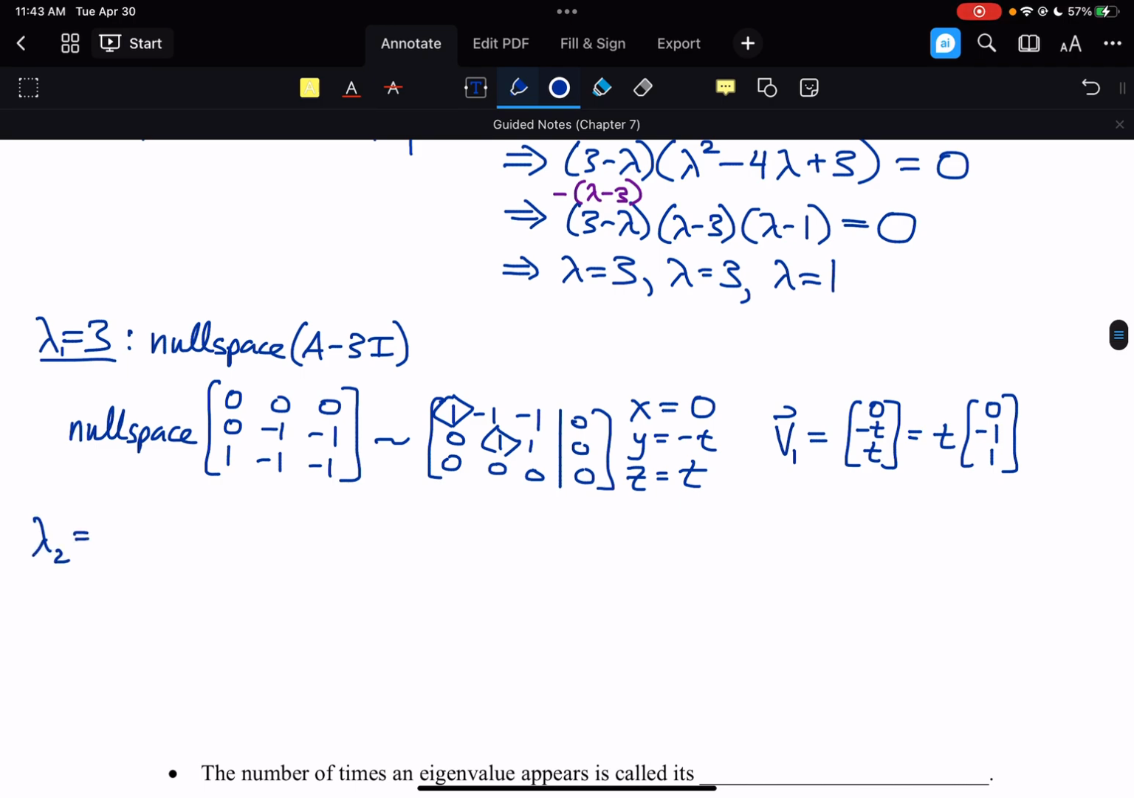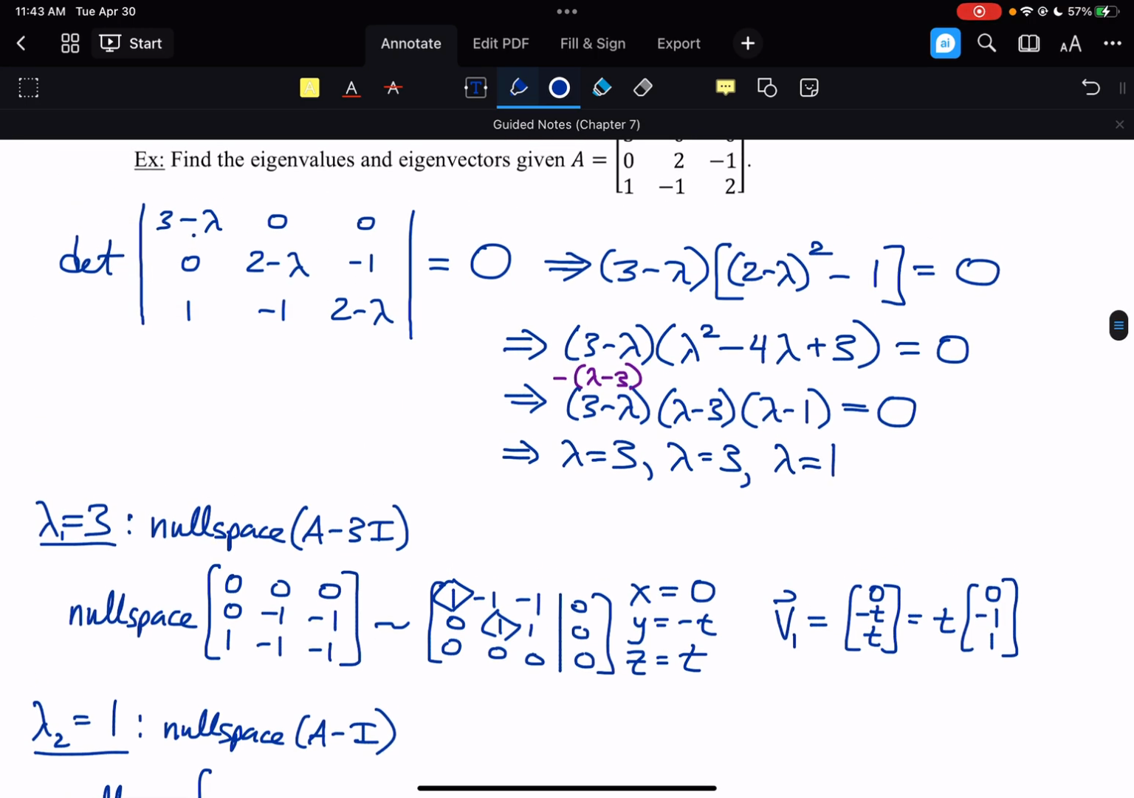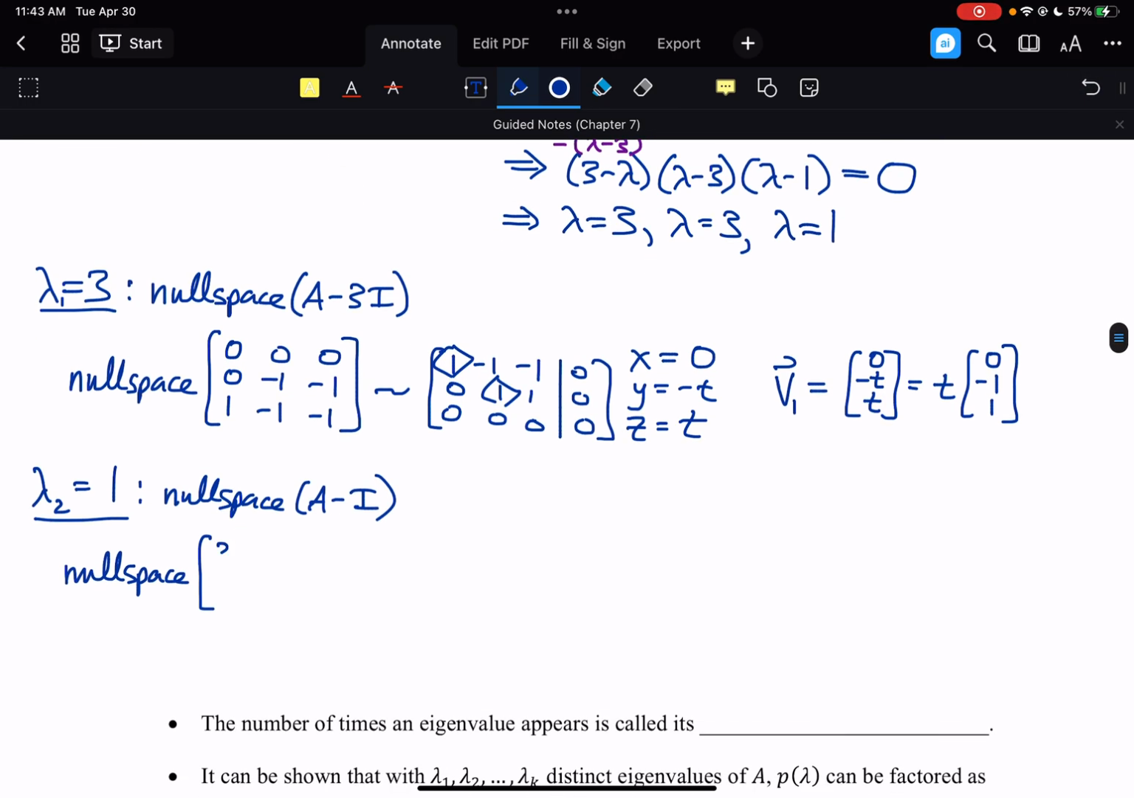And then lambda 2 is 1. So we're taking null space of A minus I, right, just one I. So we're subtracting 1 off of the main diagonal, so that's going to give us a 2, 1, and a 1. So 2, 0, 0, 0, 1, negative 1, 1, negative 1, 1.